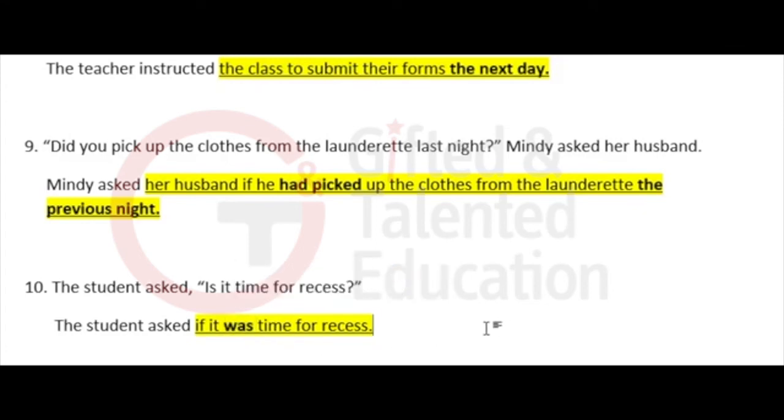There you go. Our practice exercise 3 on reported speech, indirect speech. Thank you.